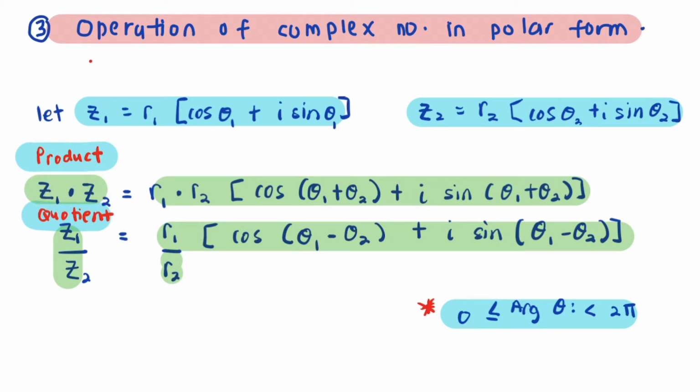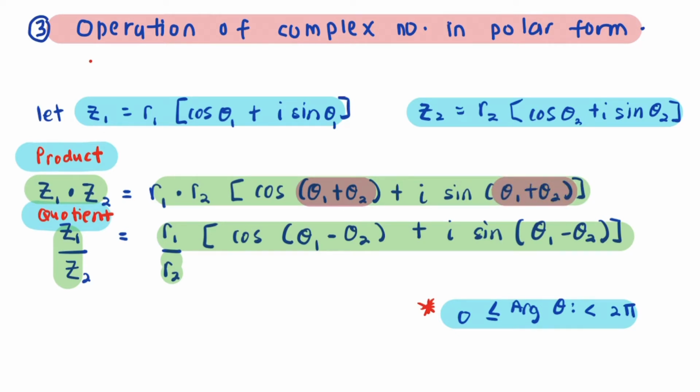In the formula, for r you just multiply them, since this is multiplication. Let's open up the bracket, and the structure should be the same: cos plus i sin. The difference is in your angle. So what happens to your angle? If you are doing a product, you should add up your angles.